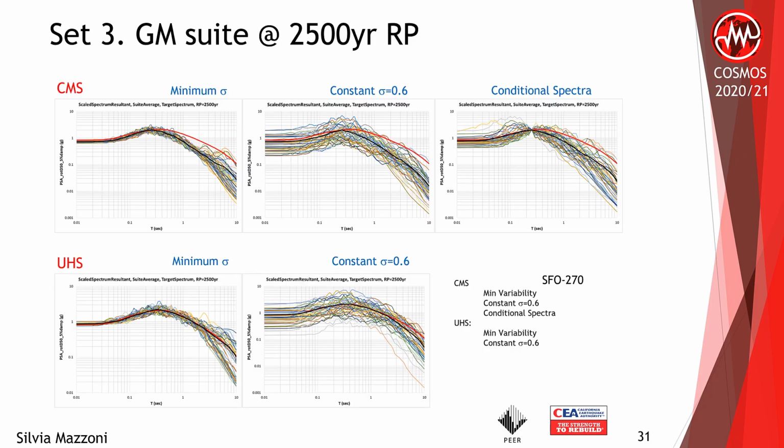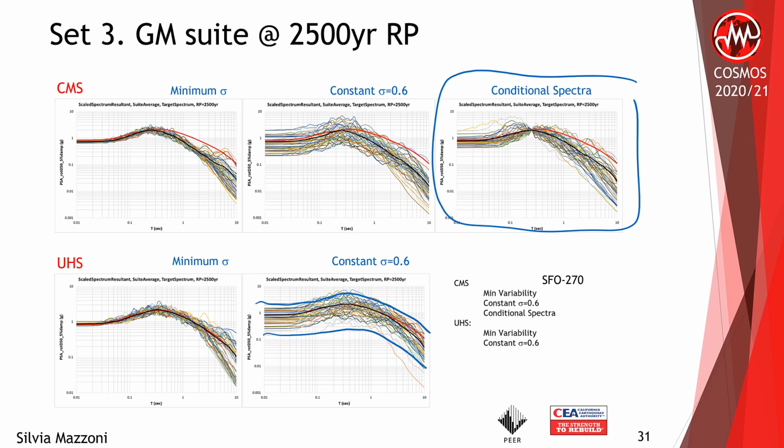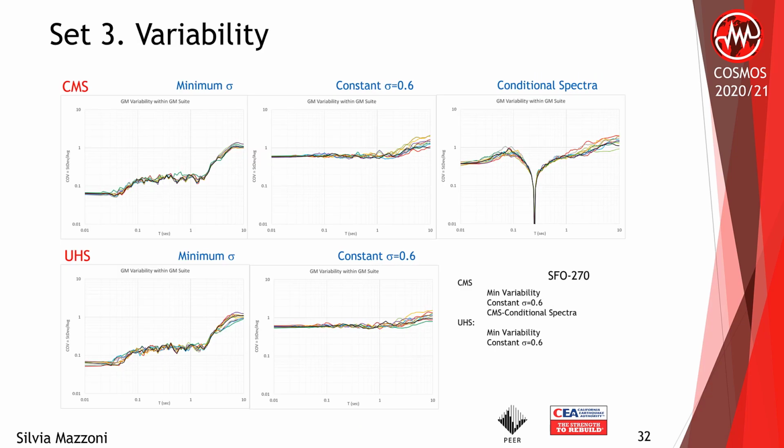What I did was, well, wait a minute, if I can use that tool and control the dispersion according to the conditional spectra, what I did is I modified the tool so that I could now give it a period independent variability of 60%, but you can really change that sigma as much as you want. And you could do this with a CMS or with a UHS. So you can have a suite of ground motions like this where you have very small variability, or you can have a suite of ground motions with a wider variability.